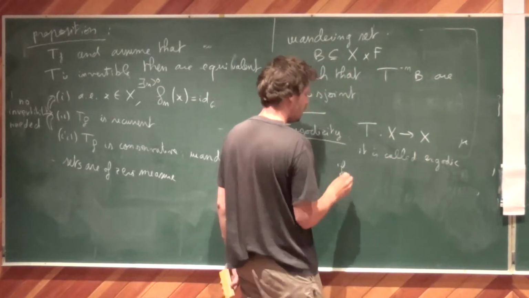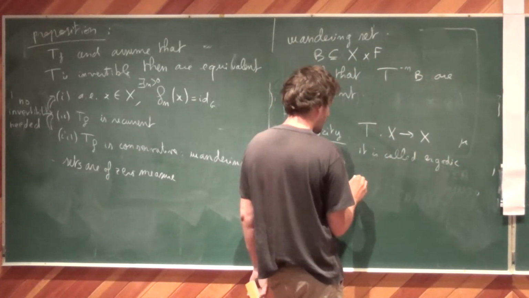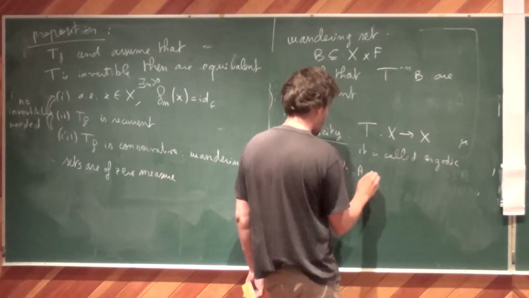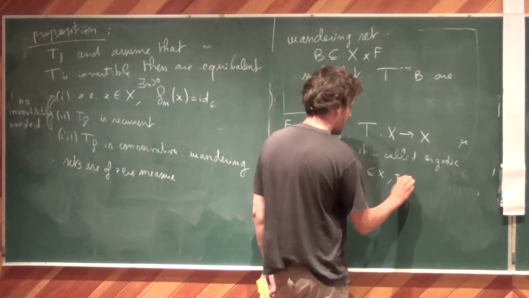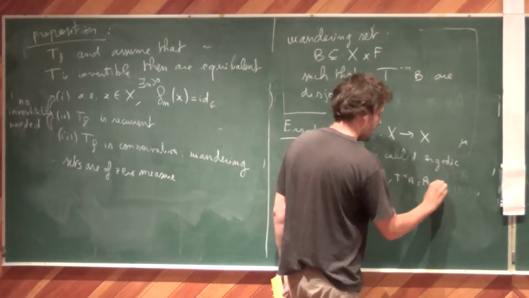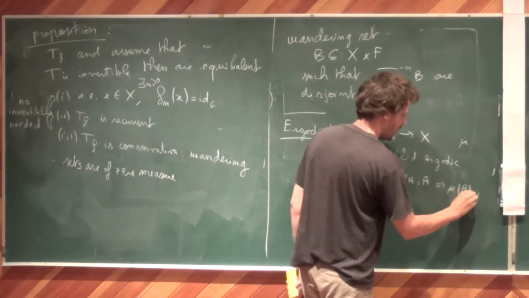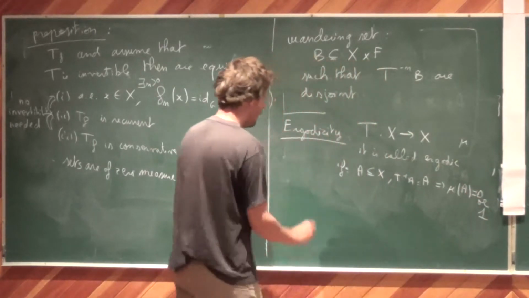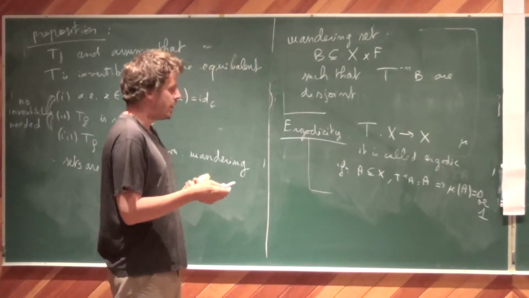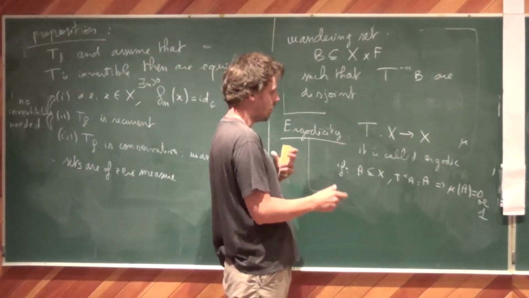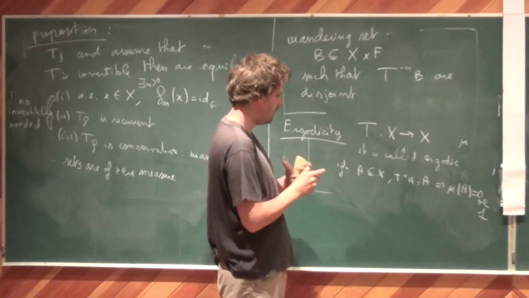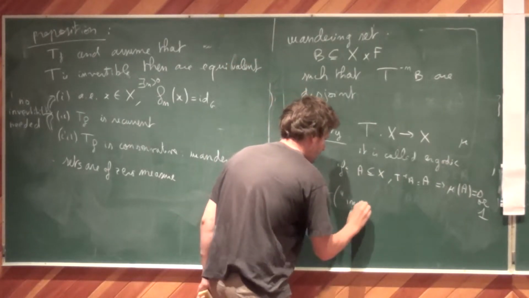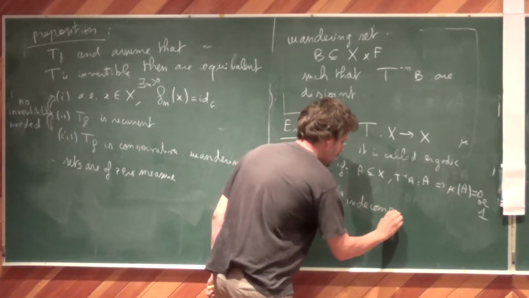if A included in X with T minus n 1 of A equals A implies that the measure is 0 or 1. So it's sort of irreducibility of the space. You cannot cut it into two parts, such that both are invariant under the dynamics and of positive measure. So this looks like indecomposability.